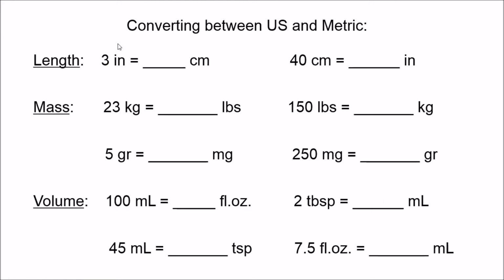Let's focus on the ones that you will actually need. Mass, for instance. 23 kilograms is how many pounds? Remember, I'm going between kilograms and pounds, so the number is 2.2. And now, is it multiply or divide? To go from kilogram to pounds, I multiply. 23 multiplied by 2.2 is going to give us 50.6.